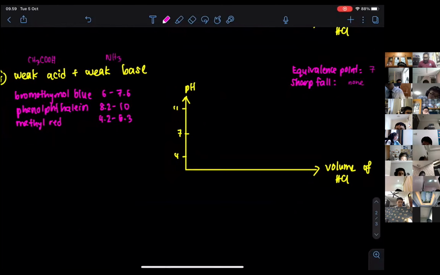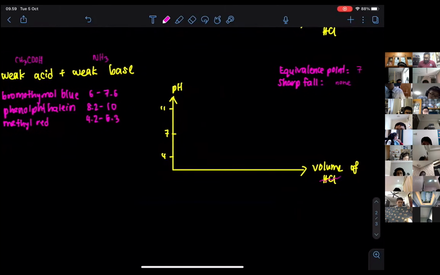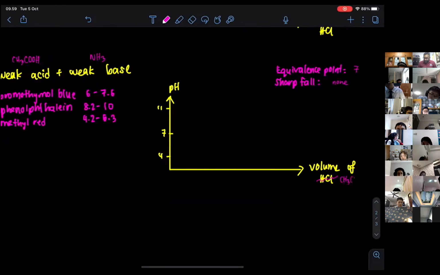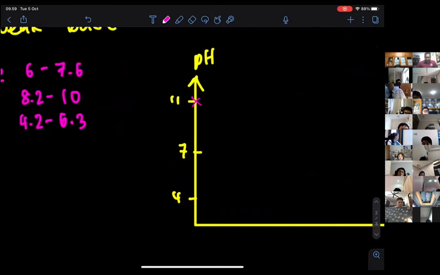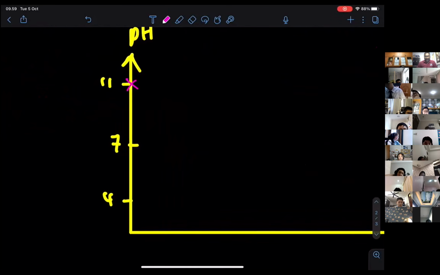Here I cannot use volume of HCl anymore because I'm going to use a weak acid, right? So it's volume of CH3COOH. And you do remember just now I started with 13, because it's a strong base. But now you see, ammonia is a weak base. You start at 11, because it's a weak base.